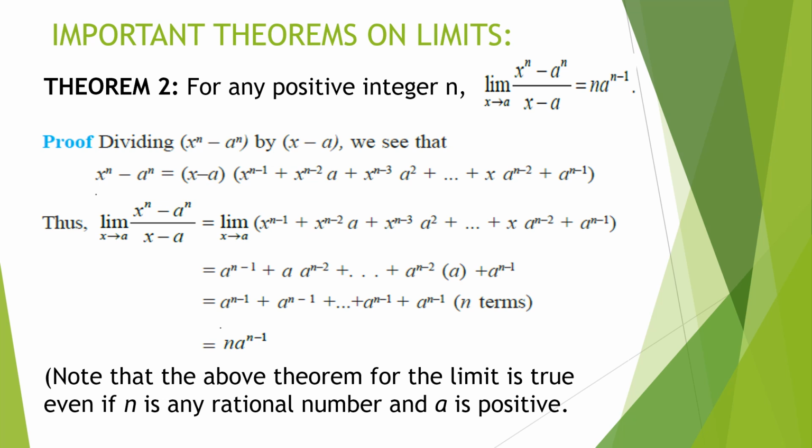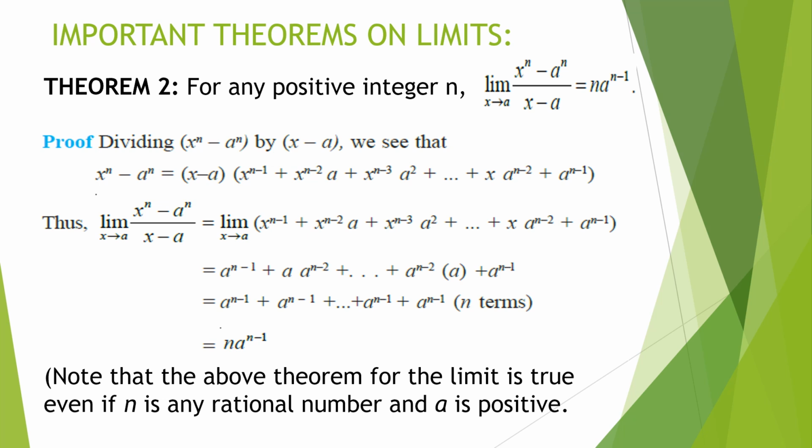We will prove this theorem. So now what we do is divide x raised to n minus a raised to n by x minus a. So what will you get? x raised to n minus a raised to n is equal to (x minus a) times (x raised to n minus 1 plus x raised to n minus 2 times a plus x raised to n minus 3 times a square up till a raised to n minus 1).